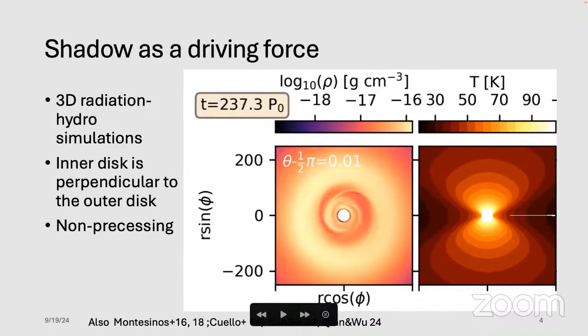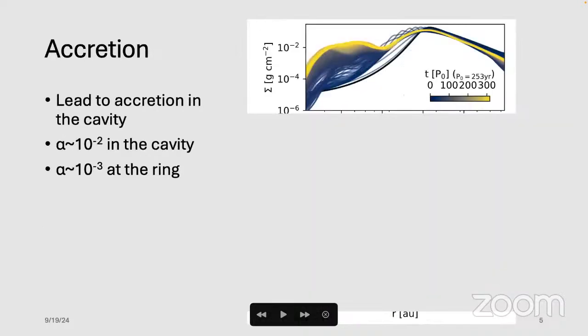And at a later time of the simulation, there's a giant vortex forming at the cavity edge due to the Rossby wave instability, because we have very low viscosity here. And these spirals launched by the shadow can also lead to accretion. You may already see in the previous movie that there is more and more material coming into the inner disk.